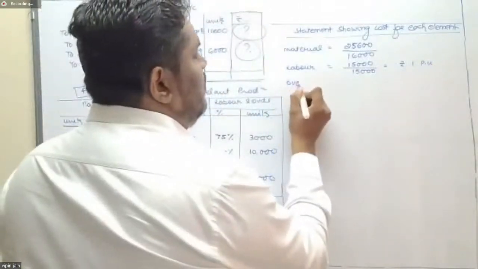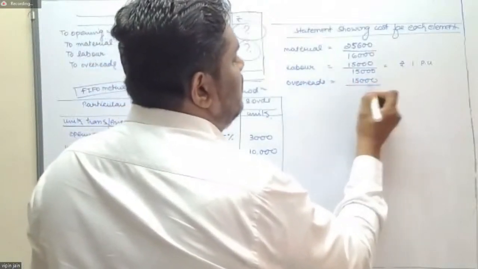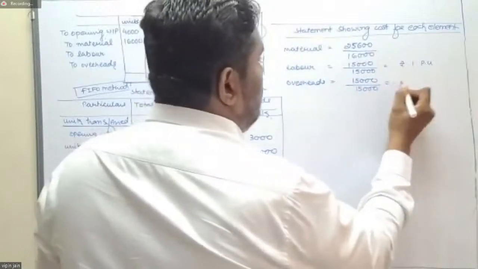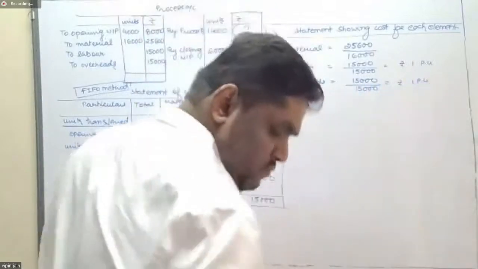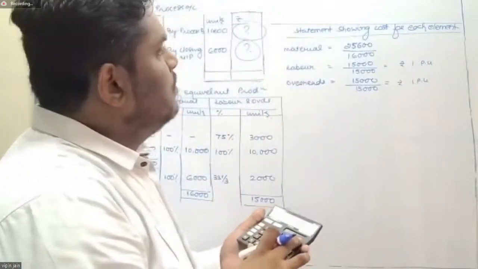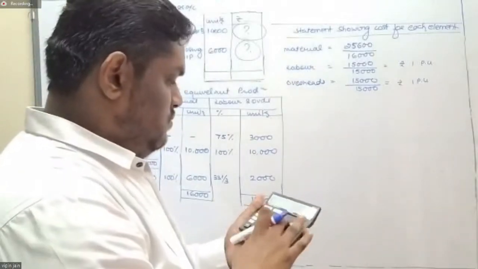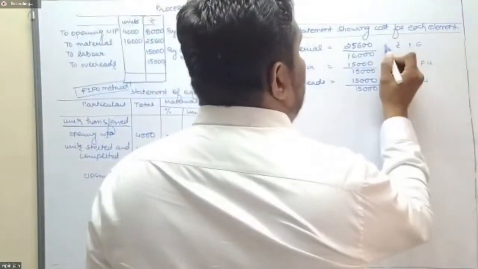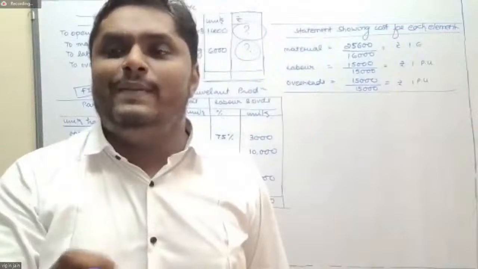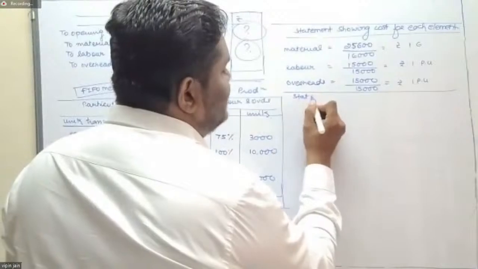Similarly, for overheads, the cost is 15,000 rupees only. So this will be rupees 1.6. So we have got the cost per unit for all the three elements, that is material, labor and overheads. Now let's prepare a statement showing apportionment of cost, the last statement.